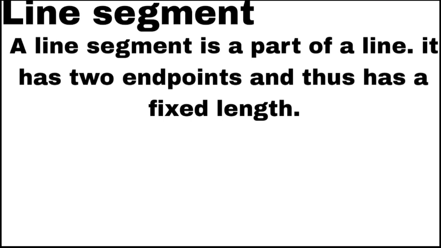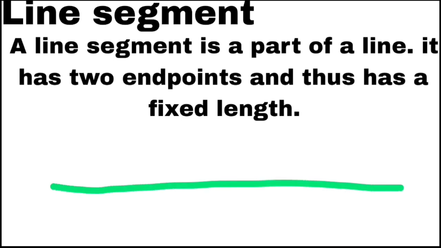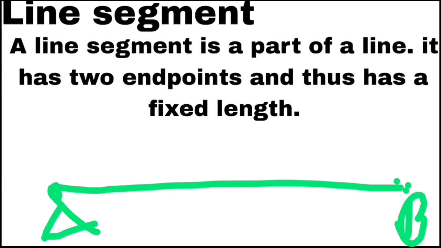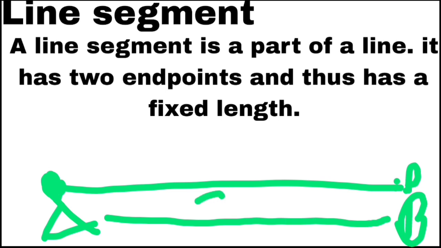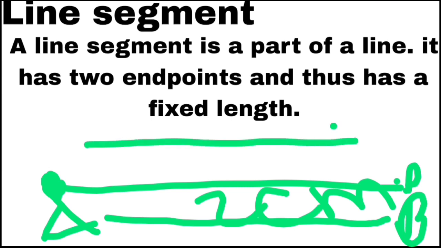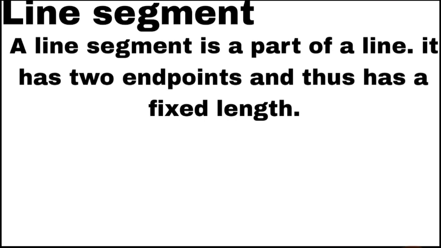For a given example, this is a line. I have put A at one point and B at another. This line has endpoints because I have put points here, and the line is not ongoing, so there is a fixed length, for example 2 centimeters. So this is called a line segment. The line is ongoing, while this is a line segment. I hope you have understood.